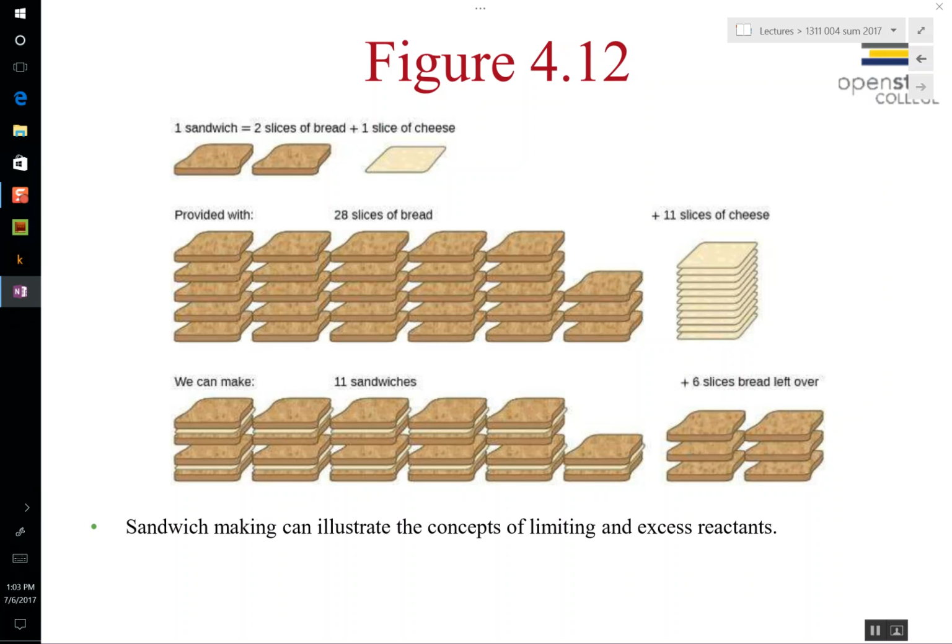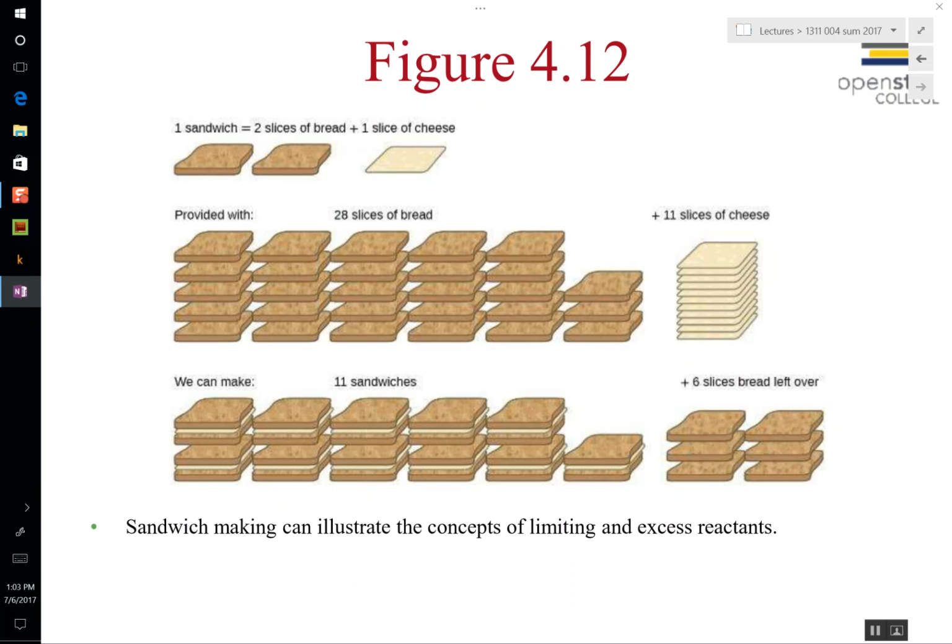Every sandwich has to have a slice of cheese in it. So you can make 11 sandwiches. How many slices of bread will that use? 22. You got 28. So which one is the limiting reagent? The cheese.